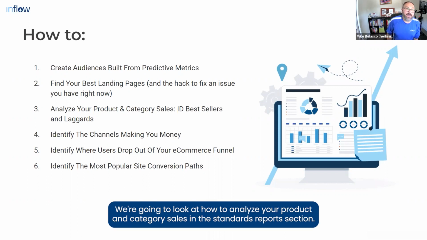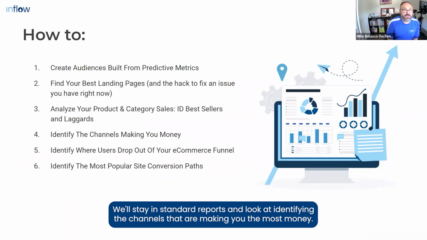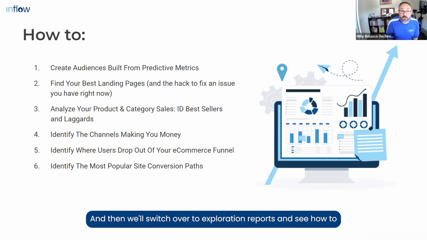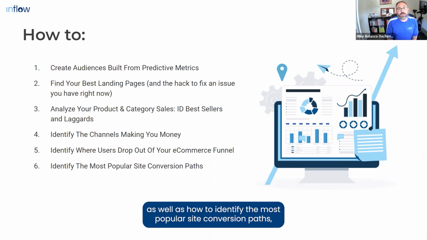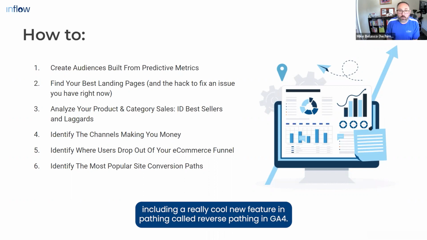We're going to look at how to analyze your product and category sales in the standard reports section. We'll stay in standard reports and look at identifying the channels that are making you the most money. And then we'll switch over to exploration reports and see how to build an e-commerce funnel and how to analyze that funnel, as well as how to identify the most popular site conversion paths, including a really cool new feature in pathing called reverse pathing in GA4.